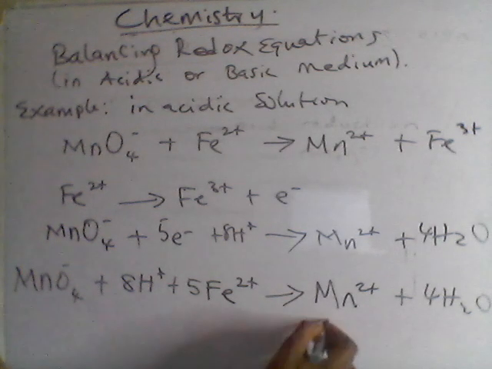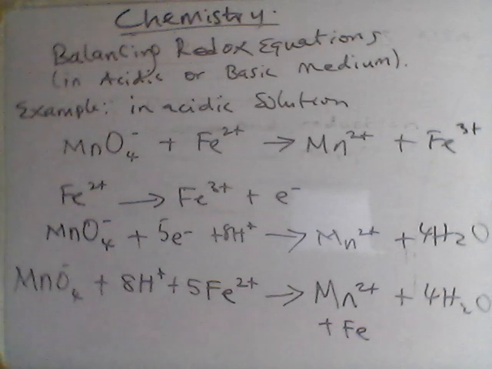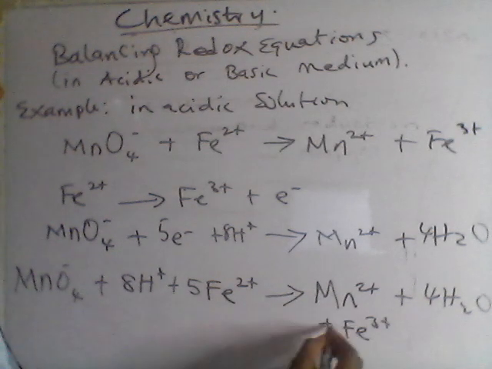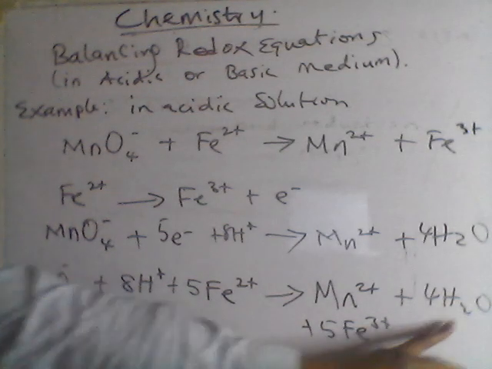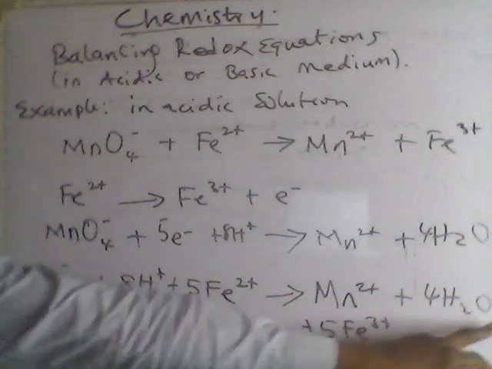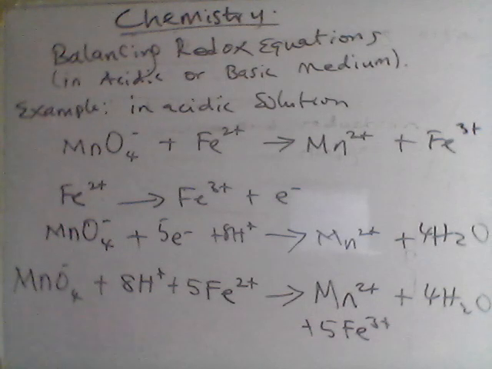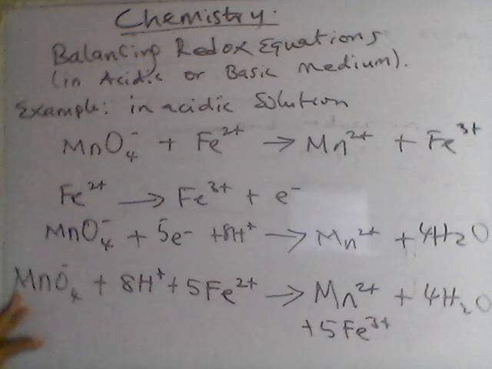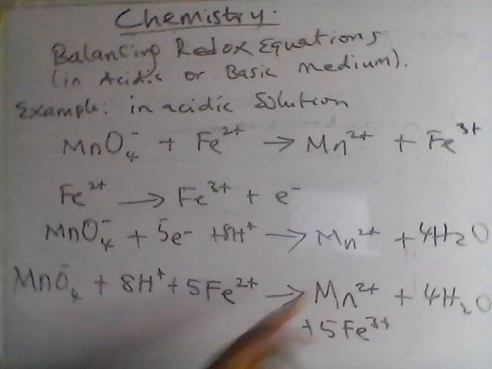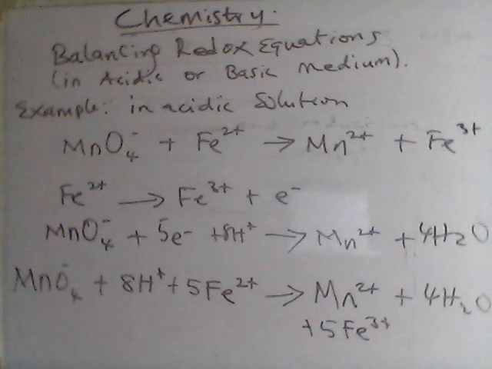Then finally there will be iron here, 3, then 5. So it's balanced now. I have 8 hydrogen here, and I have 8 hydrogen here. 4 oxygen here, 4 oxygen here. Iron here is 5, iron here is 5. Then this also balances this. I have 1 manganese here, 1 manganese here. So this is how you follow the rules and balance redox reaction in acidic or basic solution.